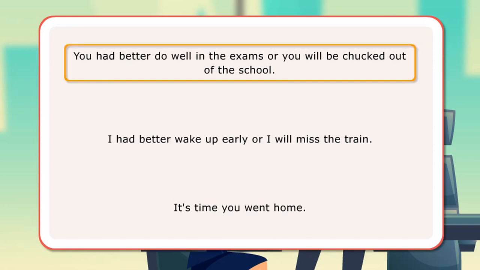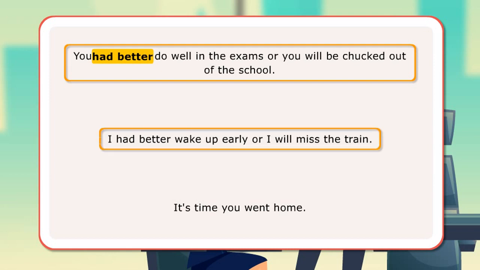In the first sentence, had better has been used to express warning. In the next sentence, had better has been used to show that if one does not do a particular thing, the consequences will not be good. In the last sentence, it's time has been used to convey that a particular thing should have been done or begun earlier and it was not done, but it should be done now for sure.